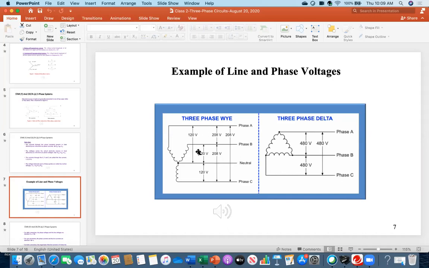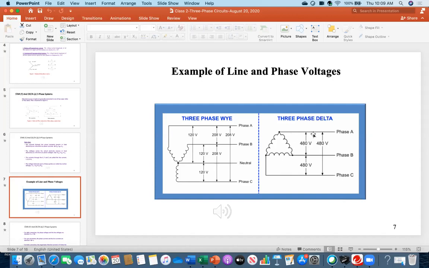But everybody see, in this case, if you connect an ammeter here, the current is flowing, and if you connect an ammeter inside the coil, this current will be the same because this portion is connected in series. Therefore, in case of the Y, line current and phase current are the same. In this case, line voltage and phase voltage are the same, but line current and phase current are different.